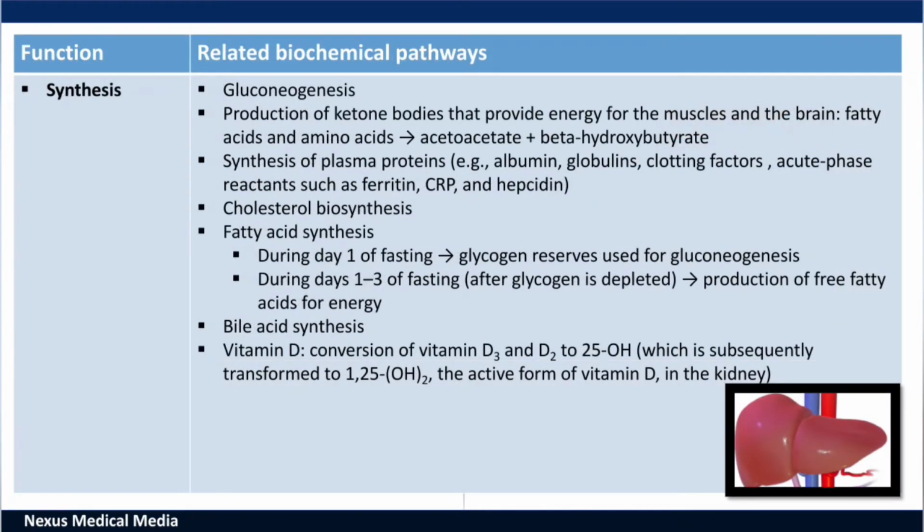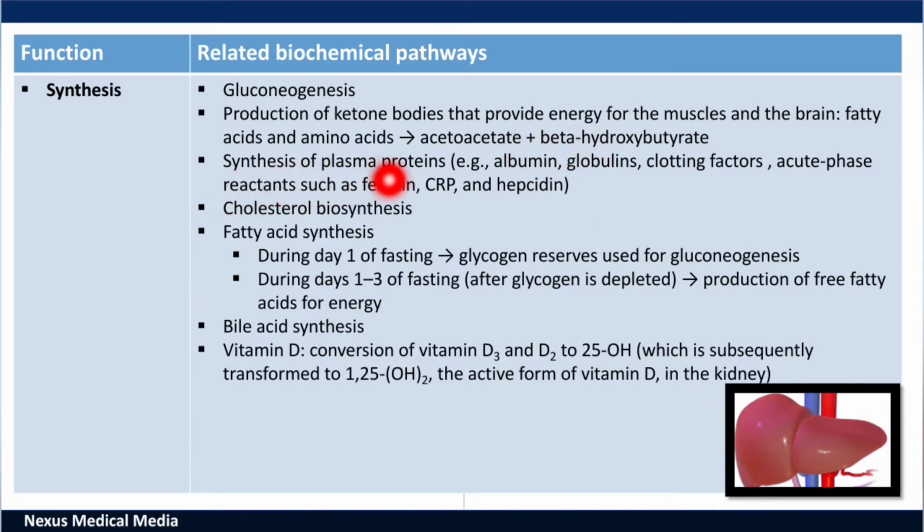Next, the synthetic functions, synthesis. Right, so the first one will be gluconeogenesis. Gluconeogenesis, neo for new, right? So this is a formation of glucose from non-carbohydrate sources, right? Next one is production of ketone bodies that provide energy for the muscles and the brain, right? So fatty acids and amino acids will be converted to acetoacetate and beta hydroxybutyrate, right? So if you know diabetics, usually they have this acetone breath. That one is actually a ketone body, right?